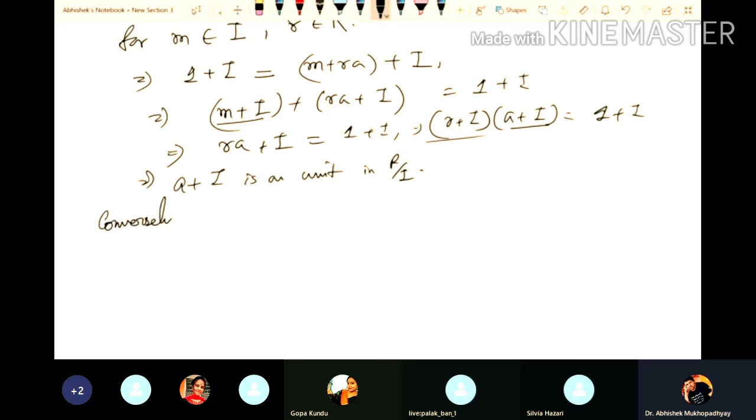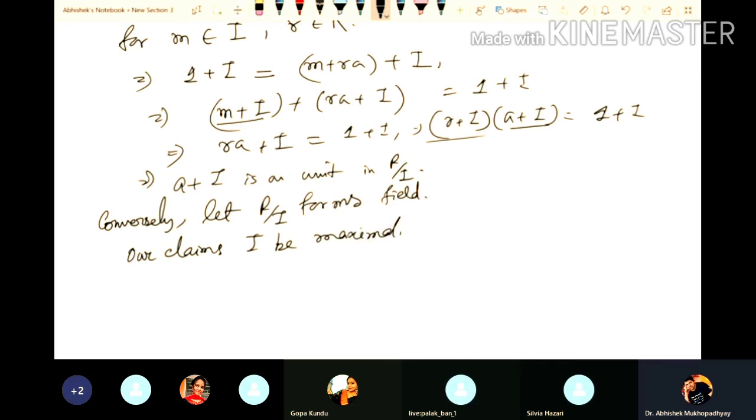Conversely, let R by I form a field. So this is our assumption. We need to show that I is maximal. So this is our claim, that I is maximal.